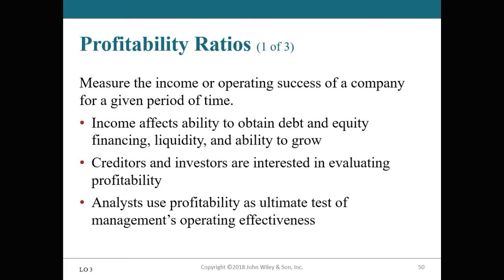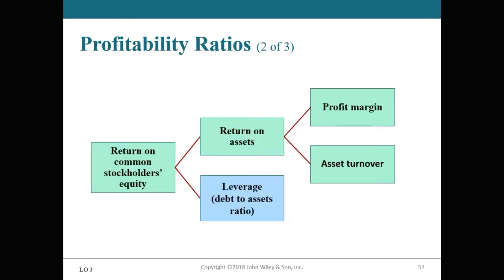Often, analysts will use profitability as the ultimate test of the operating effectiveness of the current management. Here we show a variety of different profitability ratios, where we've got the return on common stockholders' equity, which is a factor of the return on assets, leverage, then you've got profit margin and your asset turnovers. This is how everything is tied together in ways that you may not have previously seen.